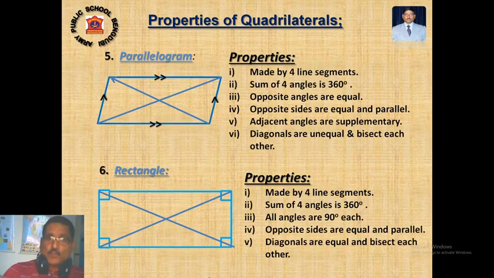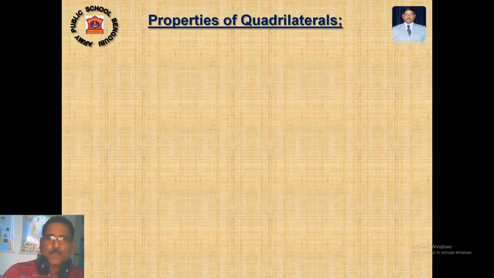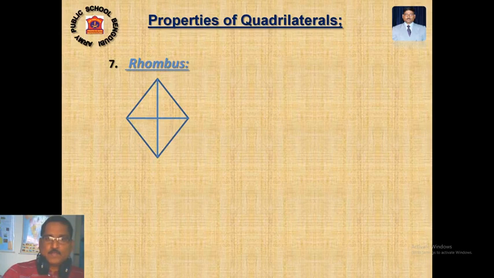Remember it. You have to memorize the properties of each figure nicely. Otherwise, you cannot solve any question from your exercise, because all the questions given in your exercise are based on the properties of quadrilaterals only. So you have to memorize. Not only for this class, it will help you in class 9, 10, wherever you are going. Okay. The next figure is rhombus.